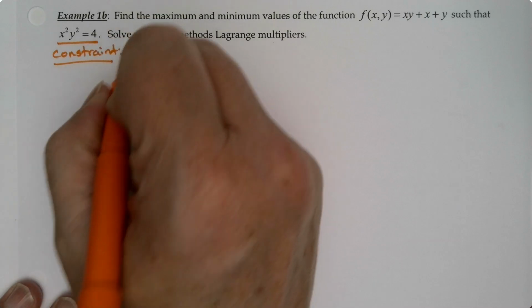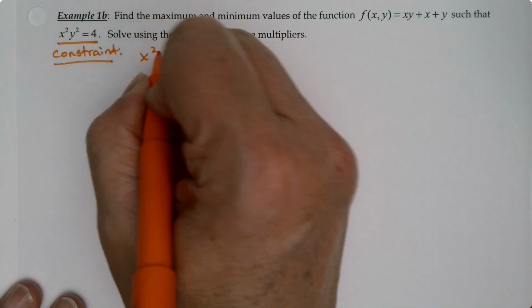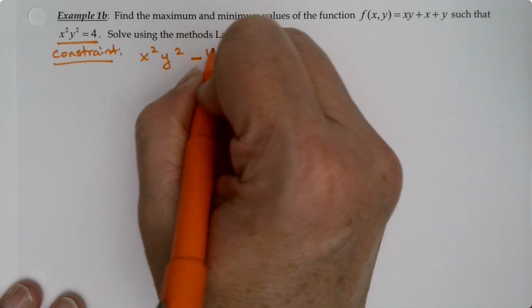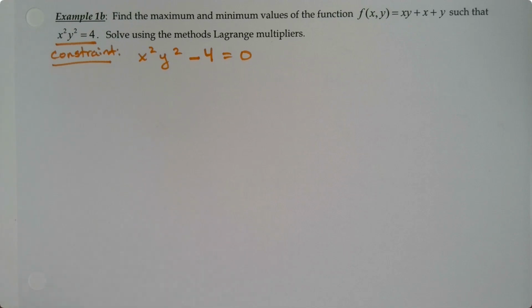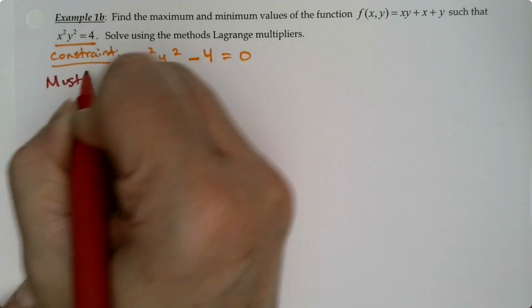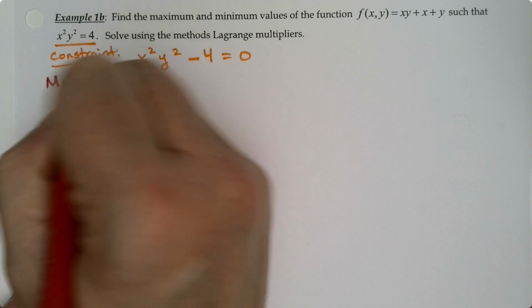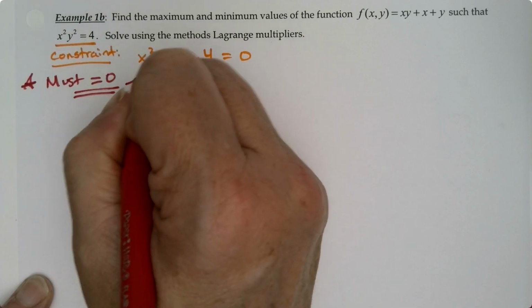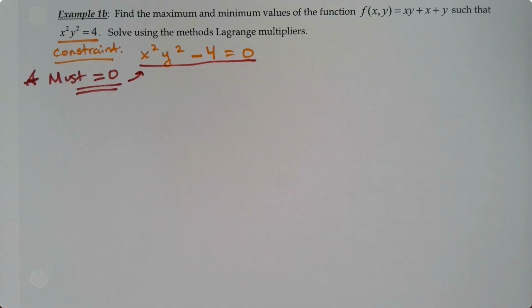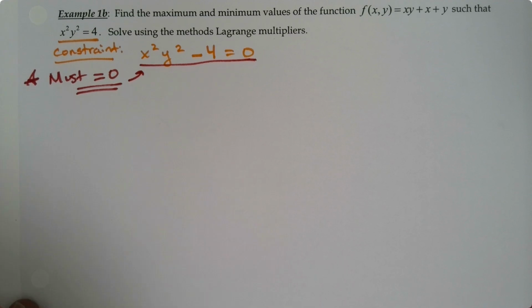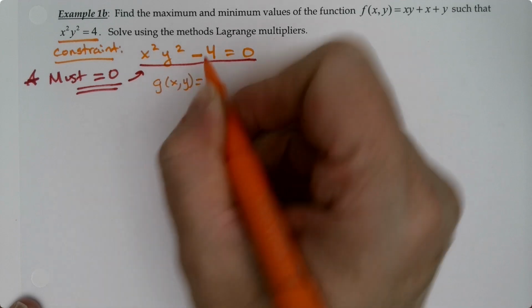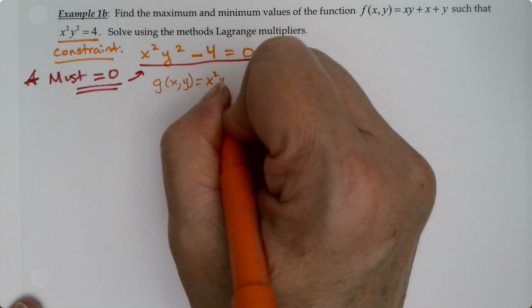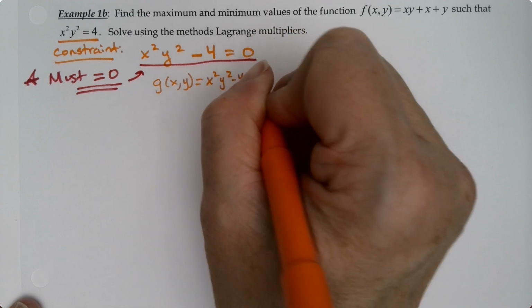Okay, so I'm going to take my constraint function and rewrite it as x squared y squared minus 4 equals 0. And we're going to make a little note right now: must equal 0. Star it, right? All right, so this is now our constraint function, g of xy. So g of xy is x squared y squared minus 4, and we're going to set that equal to 0.